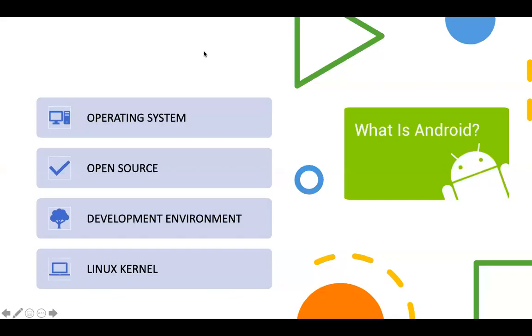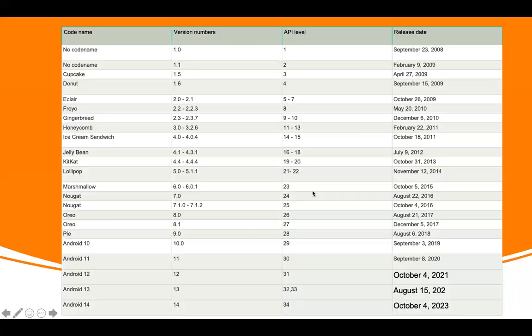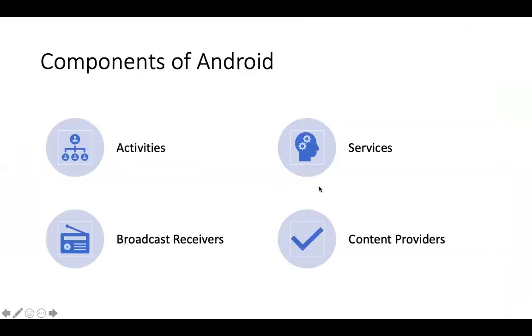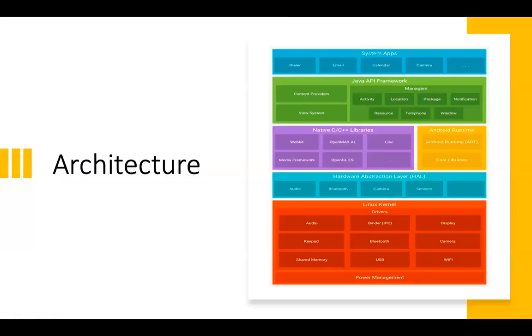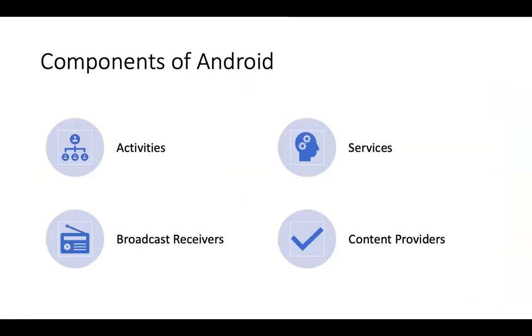So then next, it will combine this hardware here, right? After this is the architecture. If you know the architecture, then there are components that Android has, like these are the components. These four components are very, very important for Android. If you know about these components, you can easily manage your development, because without these four components, you cannot create any application in Android.